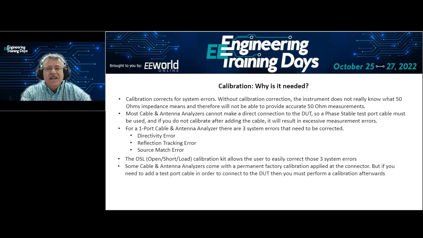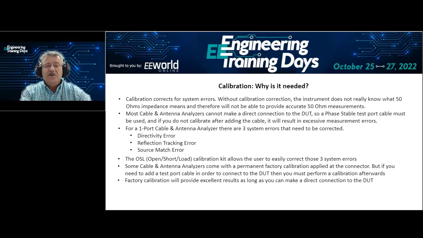Some cable antenna analyzers actually have a permanent factory calibration applied to the connector. So basically, during manufacturing, they manufacture the instrument, they run it through all the manufacturing tests, and then they will do an open short load calibration, a very high quality open short load calibration actually. And then that calibration correction factor data will get stored in an internal memory. It usually goes into an EEPROM, and it stays there permanently in that instrument. And as long as you can make a direct connection from that connector to the device that you're testing, then you don't have to do an open short load calibration in the field. You get excellent results because you're relying on that factory calibration that's already been done.